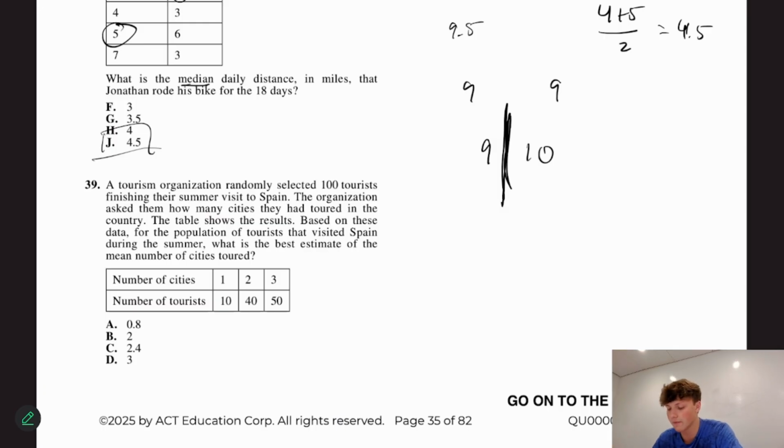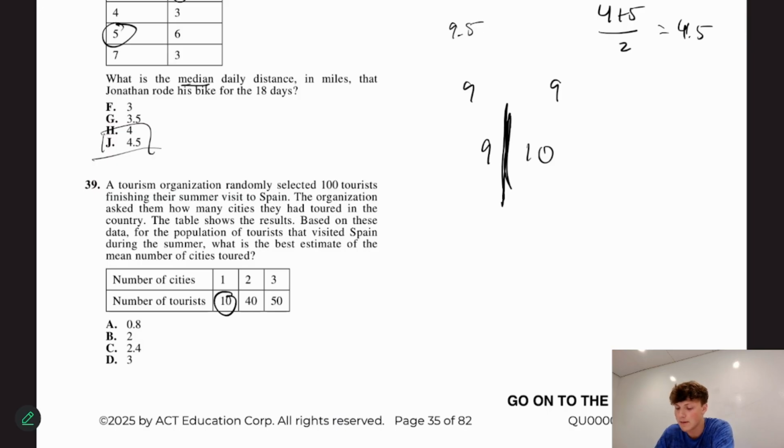Okay, so we're looking for the best estimate of the mean number of cities toured. So this is 100 total tourists, right? So there's 100 people. The way we find the average or the mean number of cities toured per person is to find the total number of cities that were toured in general, and then divide it by the total number of people.